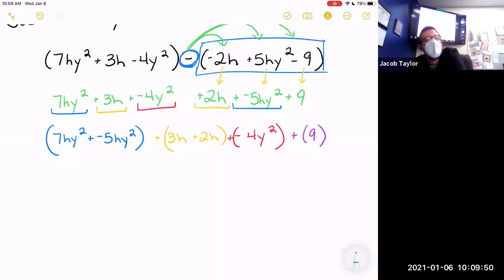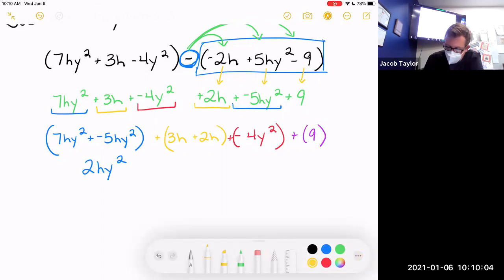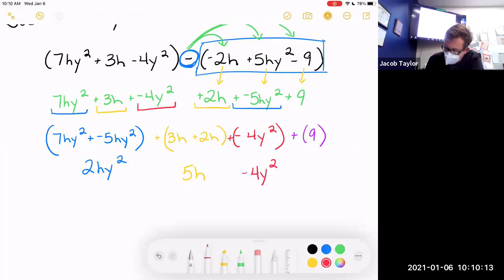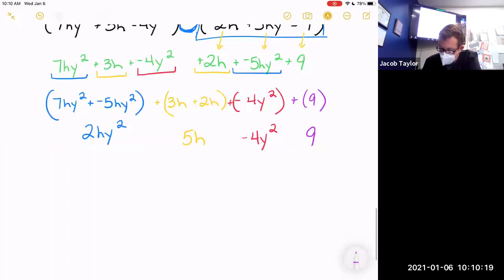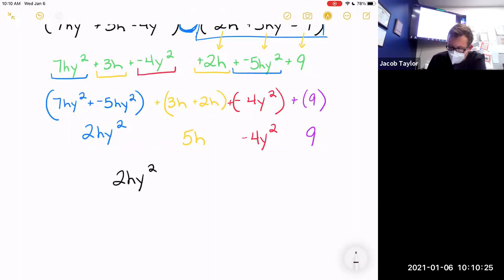All right, let's combine them. 7hy squared plus negative 5hy squared is 2hy squared. Very good. 3h plus 2h gives us 5h. And everything else stays the same because there's nothing to combine it with. I'm so lonely. And so can I put a minus sign? Sure. In fact, I would suggest that just to save yourself all the pain and misery of having to write one extra plus sign. Who knows how long that might take? 1, possibly even 1.5 seconds.